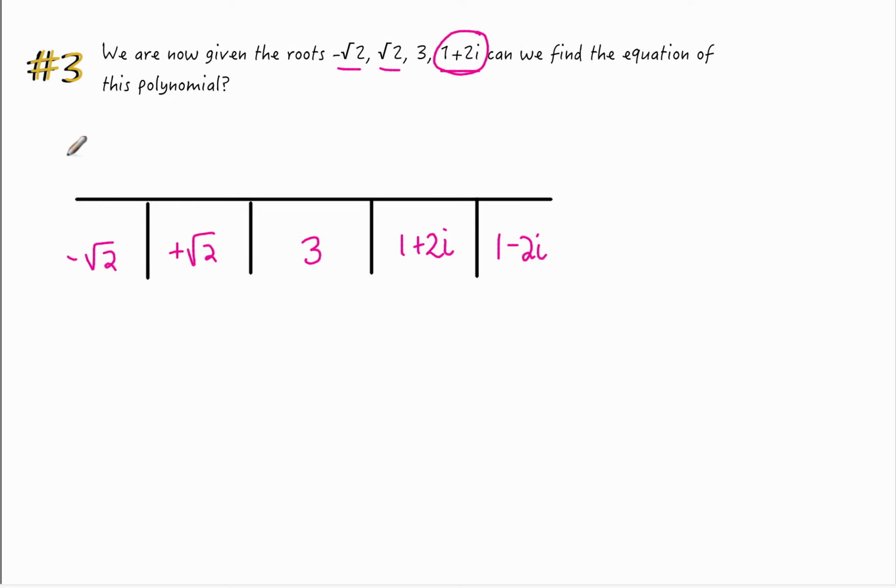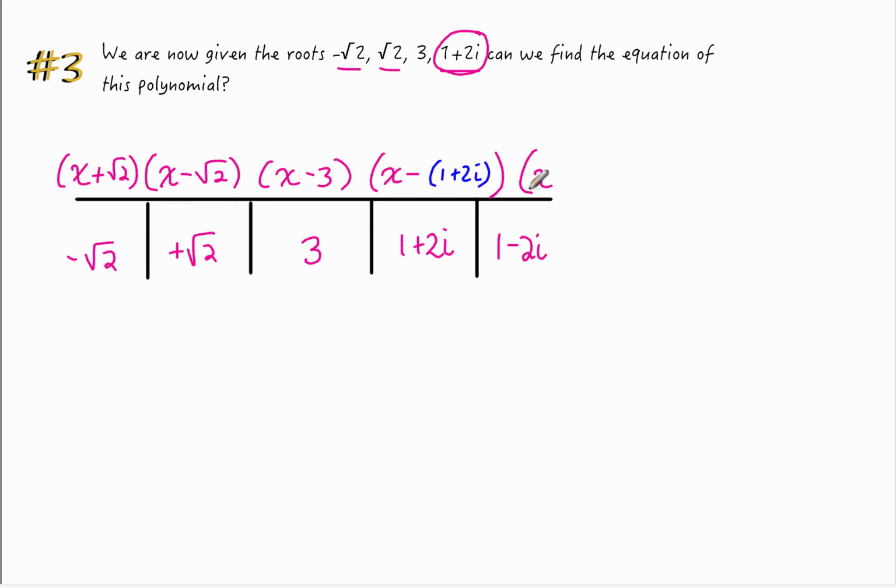So going backwards now, this must come from x plus radical 2. This must come from x minus radical 2. This must come from x minus 3. And now this comes from x minus 1 plus 2i. And this one comes from x minus 1 minus 2i.